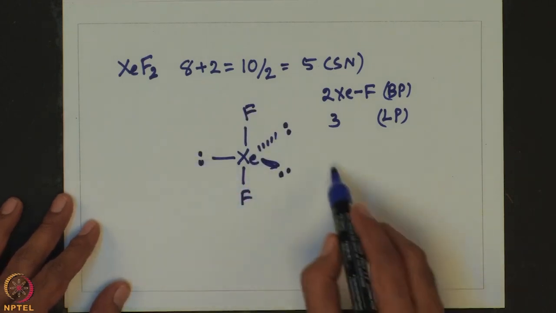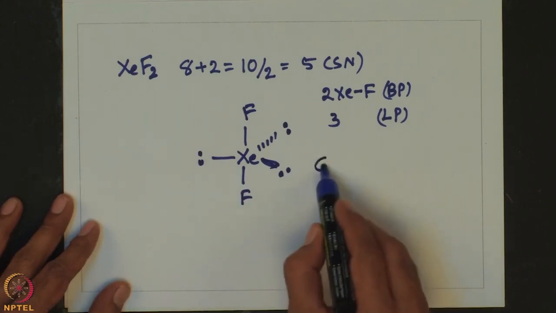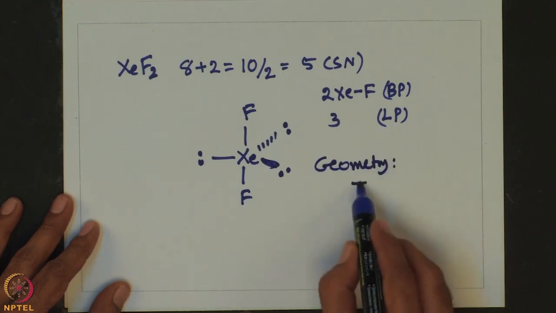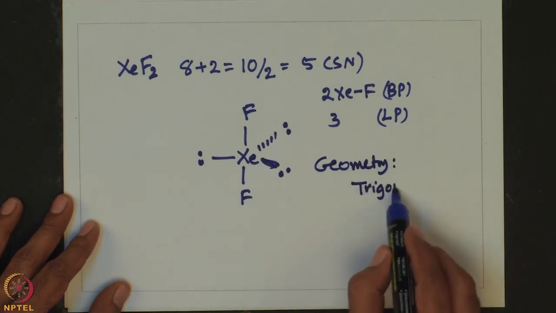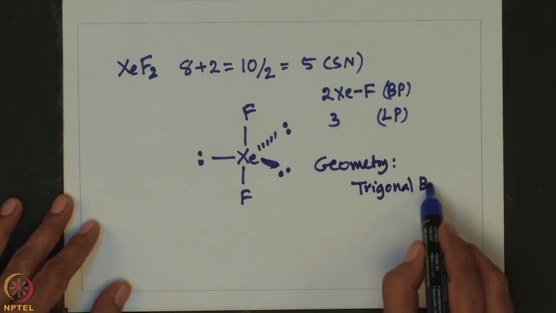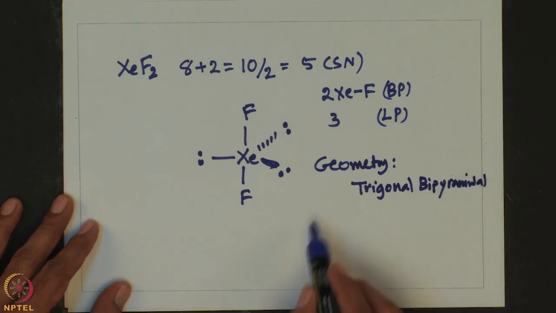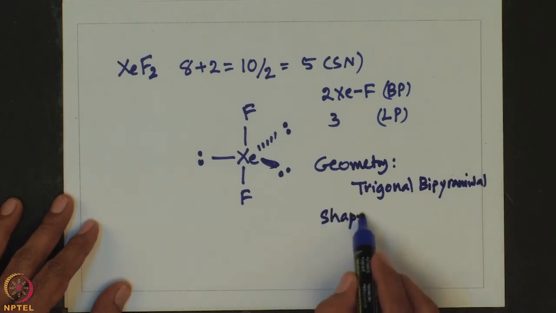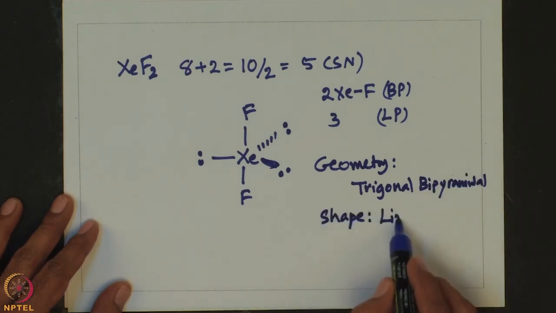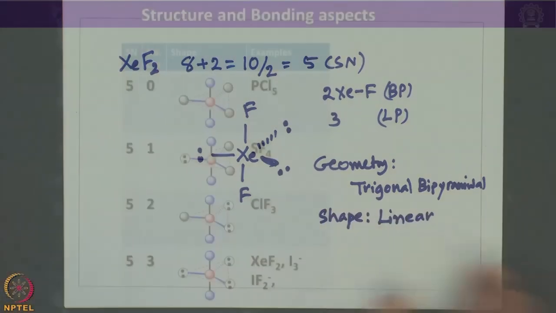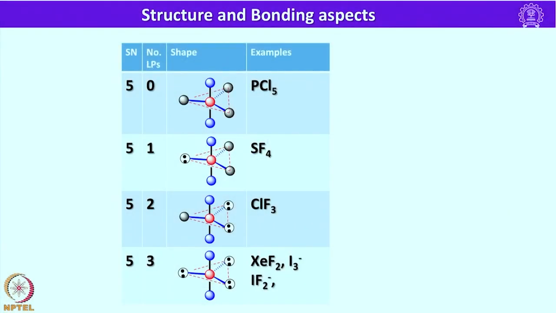So XeF2 geometry is trigonal bipyramidal, shape linear. So one can write by using this VSEPR theory, for any given molecule, the correct structure and understand the geometry as well as the shapes.